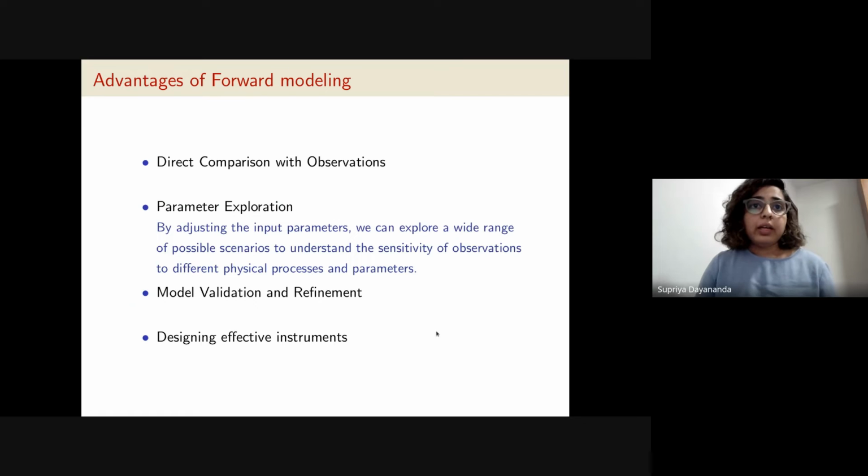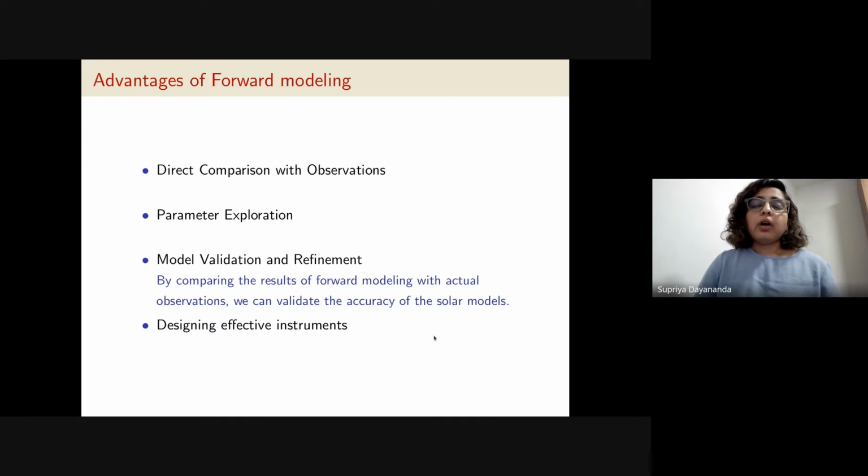And the next advantage is you can do a range of parameter exploration. That is, by adjusting different input parameters, you can study how the signals or the Stokes profiles are sensitive to these input parameters and have a better idea of different physical processes and their impact on the Stokes profiles.